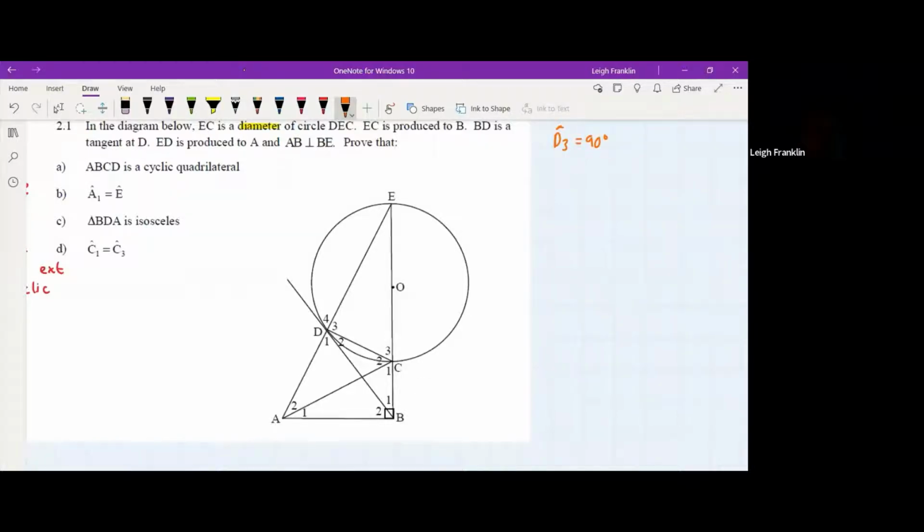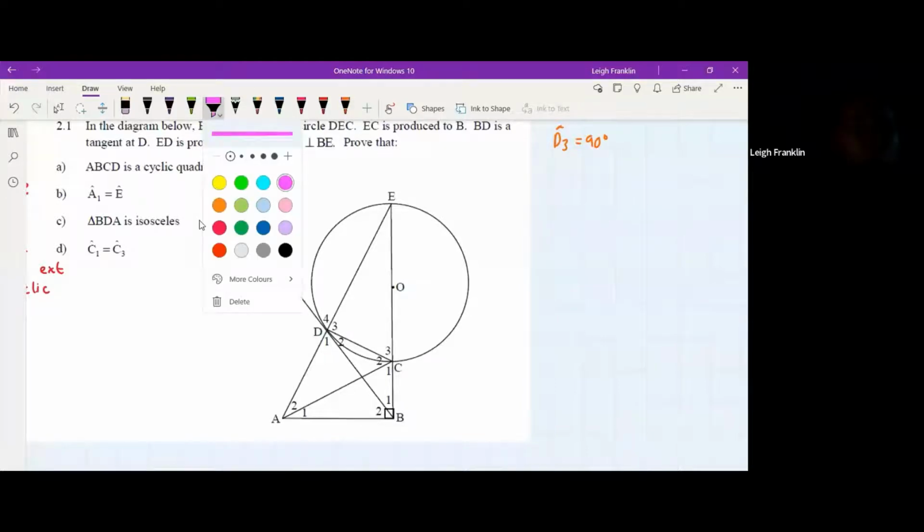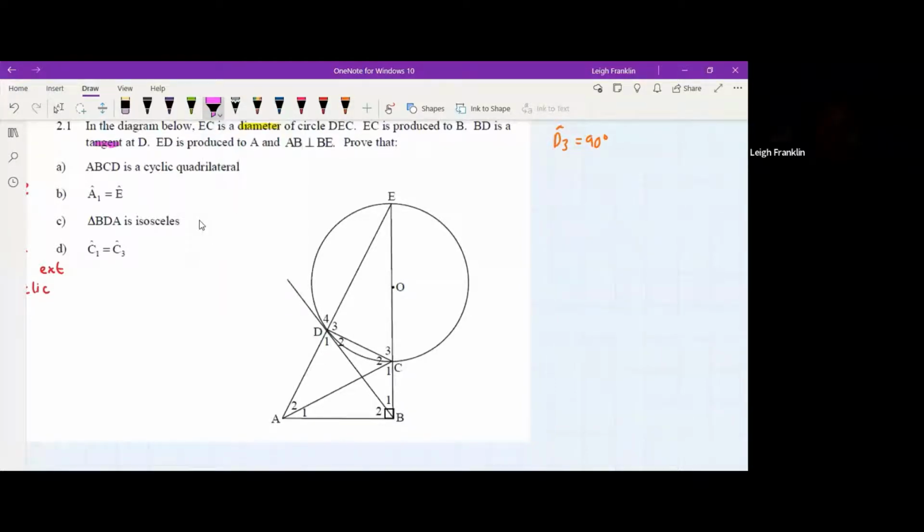EC is produced to B. So all that means is that EB has been extended until it gets to B. BD is a tangent at D. So straight away, I see the word tangent. So now when I see the word tangent, I'm saying to myself, tan chord theorem, maybe radius perpendicular to tangent. Do I have tangents from the same point in this question? No, I don't. Okay, but I must have tan chord theorem if they've told me that it is a tangent. The other thing, ED is produced to A, so that means that they've extended E to D to A, and AB is perpendicular to BE.